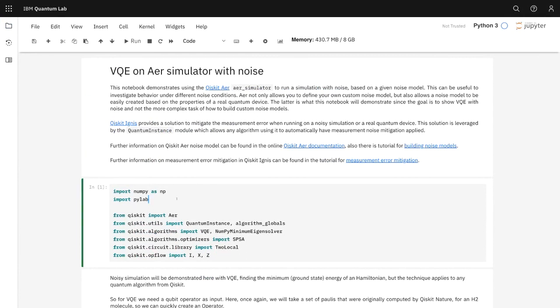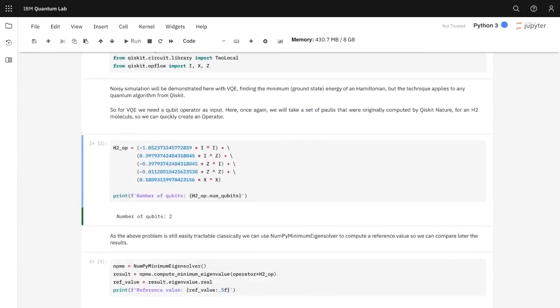So after these imports, here I just copied this qubit operator Hamiltonian from the previous notebooks. So this is the one with the same number of terms, 2 qubits.